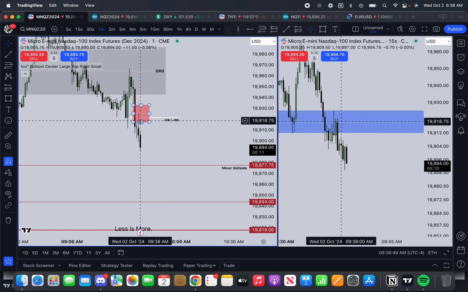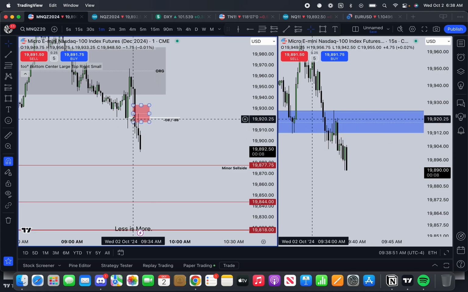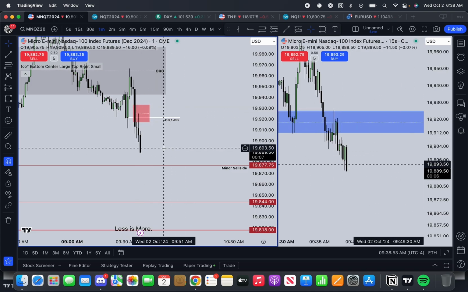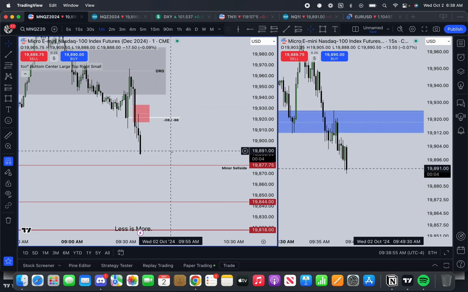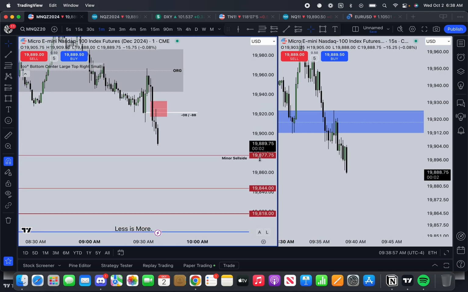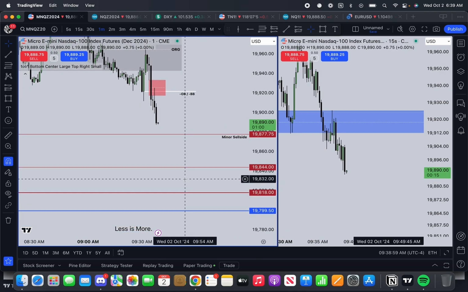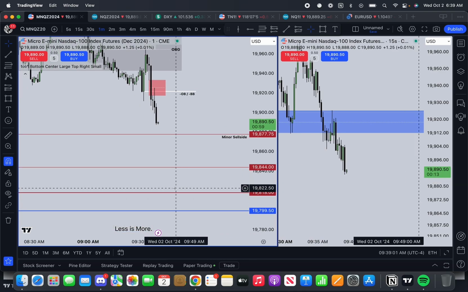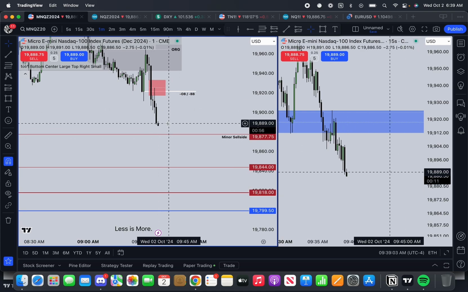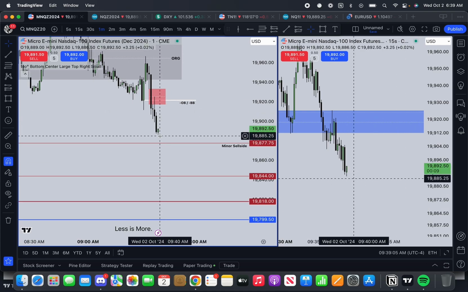So you can see we come up, hit the midpoint of this gap, and immediate delivery. This is telling me that I am in a very high probability short right now. And we're going to see if we can get down to our final target. After we take out minor sell side, I'll move my stop to break even.